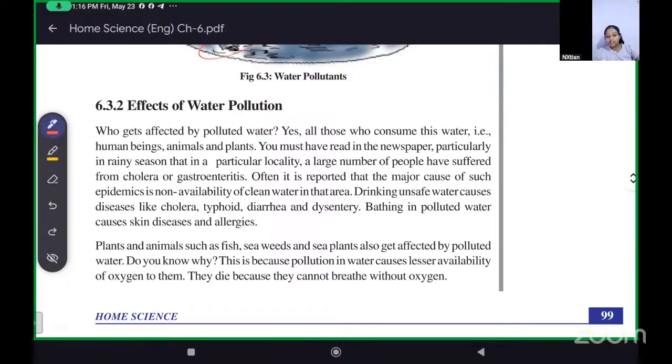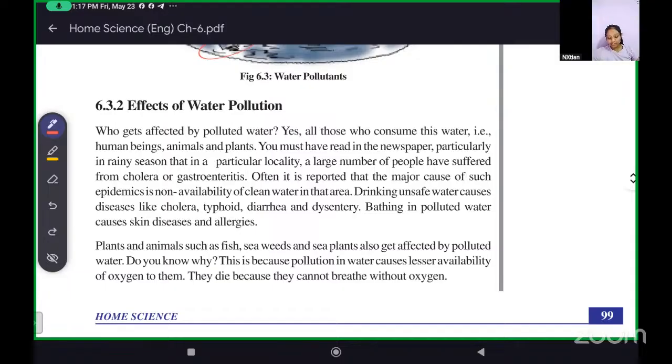When we drink unsafe water, it causes diseases like cholera, typhoid, diarrhea, and dysentery. Bathing in polluted water causes skin diseases and allergies. When we take a bath in this polluted or unsafe water, it can also cause a lot of skin allergies and a lot of diseases.